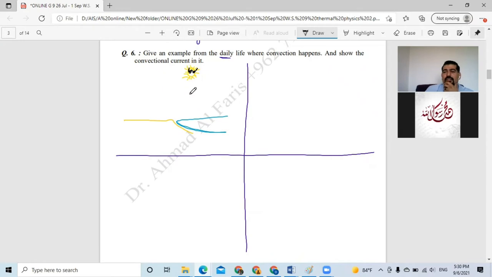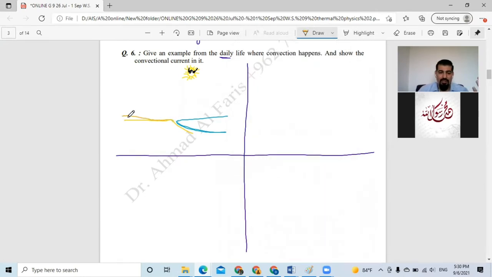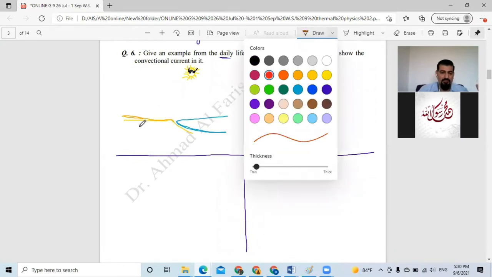Now where will it be hotter, the land or the sea? And why, who can tell me why, which side will be hotter and why? The land, the sand, it becomes hotter. So yes, here it becomes hotter.